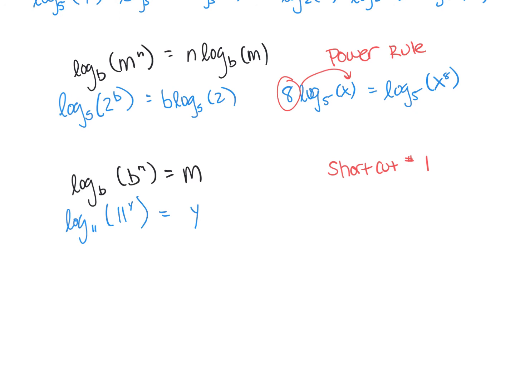Or for some reason, if we had to go the other direction and you just had 4, well, 4 could be log base 13 of 13 to the power of 4, or the bases of 5 or 12 or whatever you want. But as long as the little base and the big base are the same, you're good.